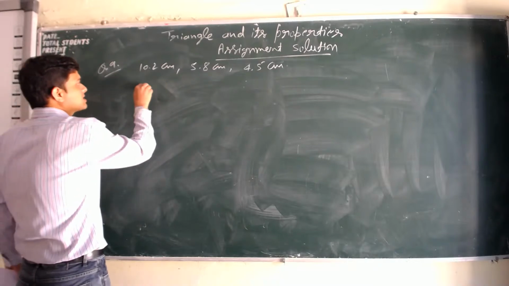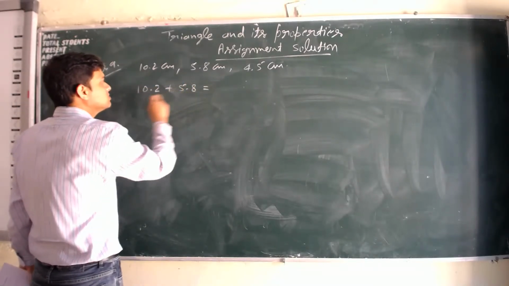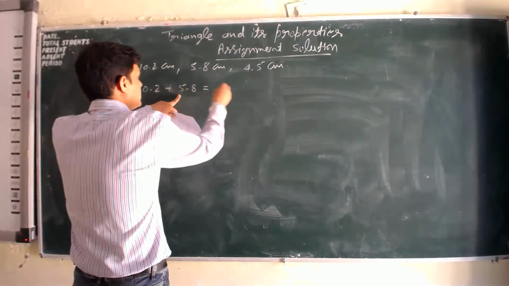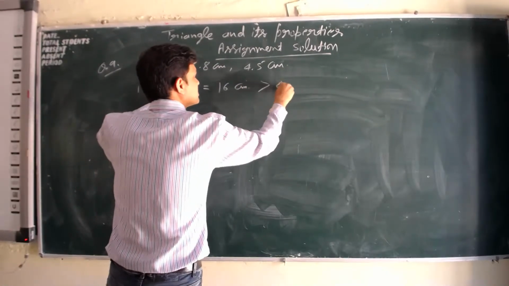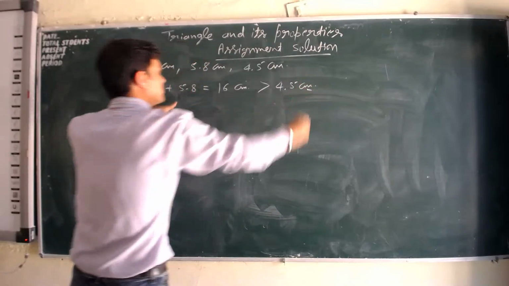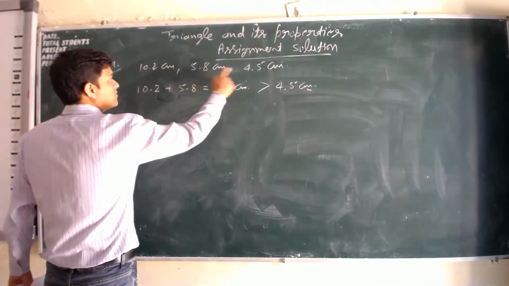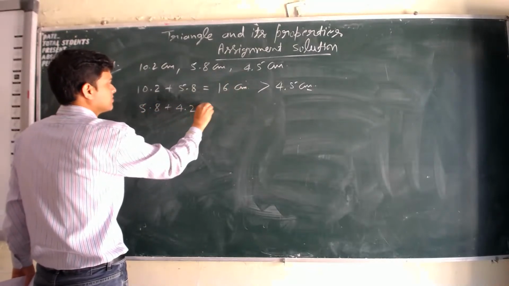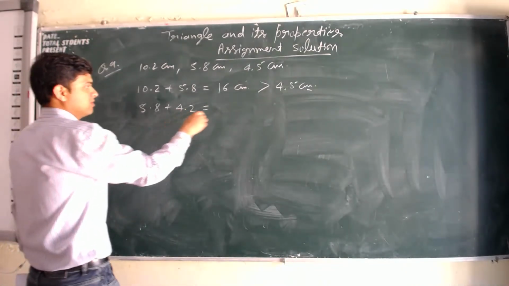The sum of any two sides: 10.2 plus 5.8 is equal to 16 centimeters, and it is greater than the third side, 4.5. Clear? Next one, the sum of these two: 5.8 plus 4.2 is equal to 10.